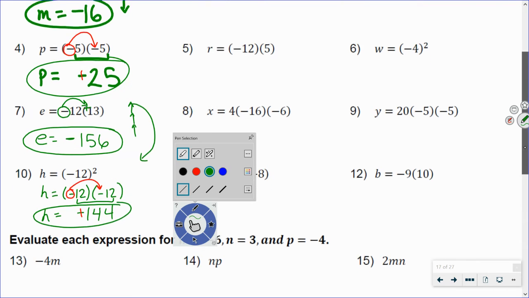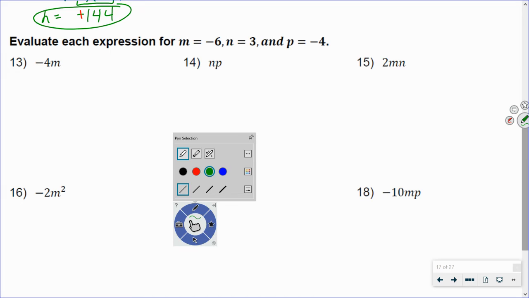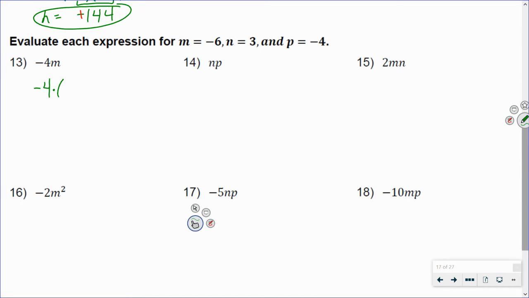Moving right along. Now we're asked to evaluate an expression. Multiply negative 4 times some number m, but they tell us what the numbers are here up in the directions. And evaluate does mean multiply or divide or add or subtract, whatever the operation is, all the way down to the final value. That's the root word of evaluate.